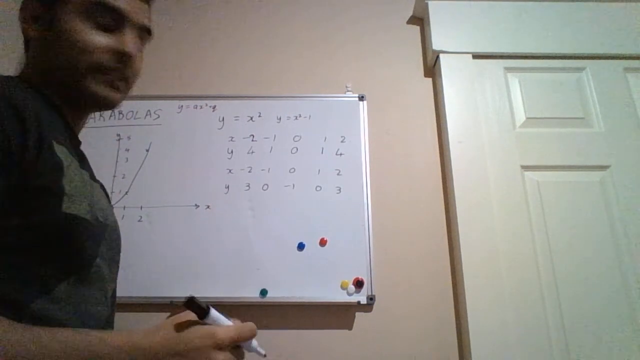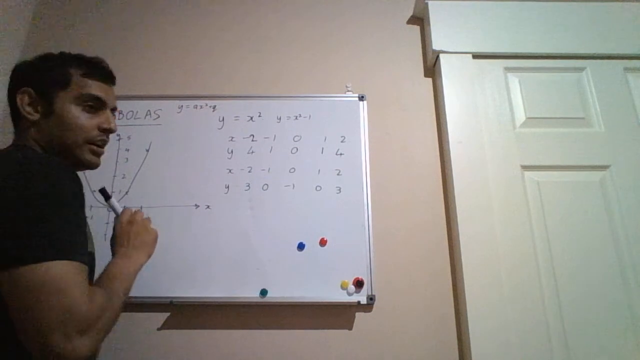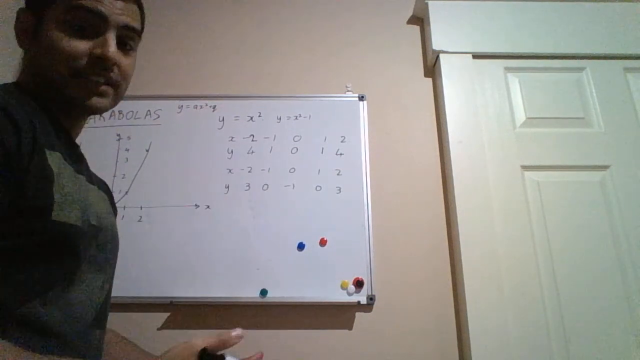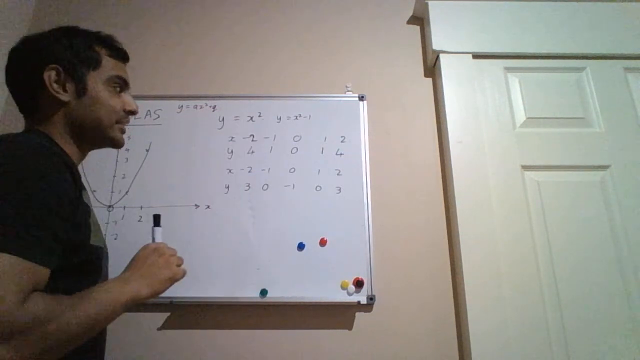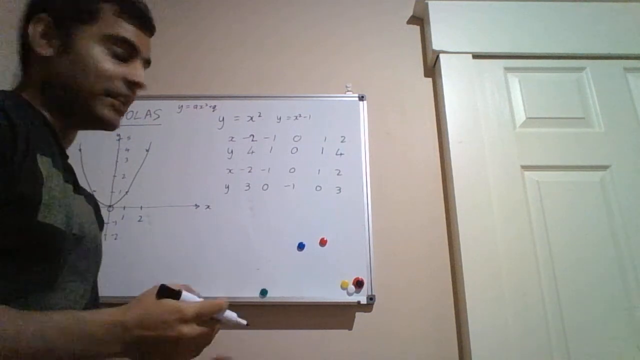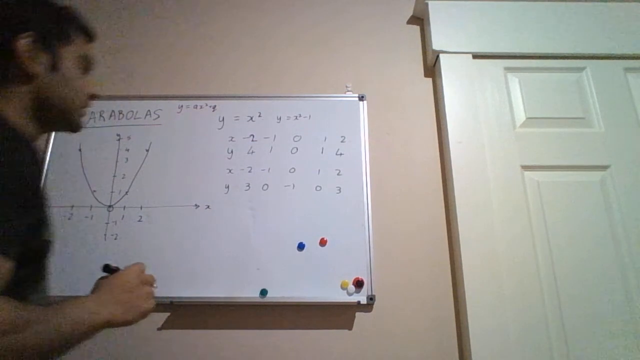So what you might have noticed is that all of these y values are 1 less than all of these y values. And that makes sense if we look at the equations. This first equation is y equals x squared. The second equation is y equals x squared minus 1. So we do expect all the y values to be 1 less.